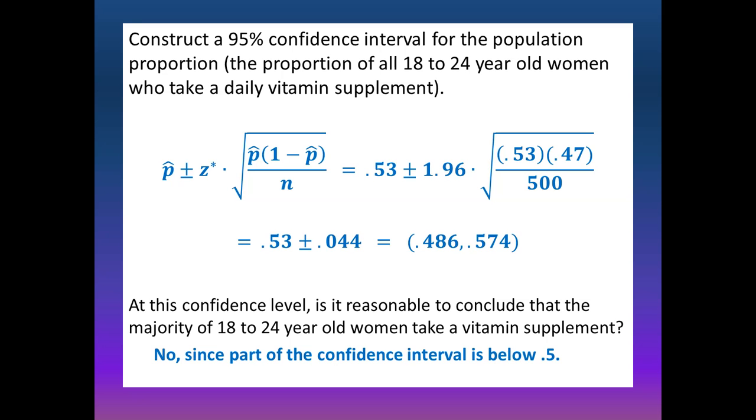Then the part at the bottom here, is it reasonable to conclude that the majority of 18 to 24-year-old women take a vitamin supplement at this confidence level? No, because in order to say that, you need the whole interval to be above 0.5, and that's not what's going on here. So since part of the confidence interval is below 0.5, that's not going to be reasonable. That last part works just like it did in Chapter 3, but then again, all the conceptual parts of a confidence interval are exactly the same. It's just the way that you compute the standard error is different now. We have that root to do it instead of using the Bootstrap distribution to get it.